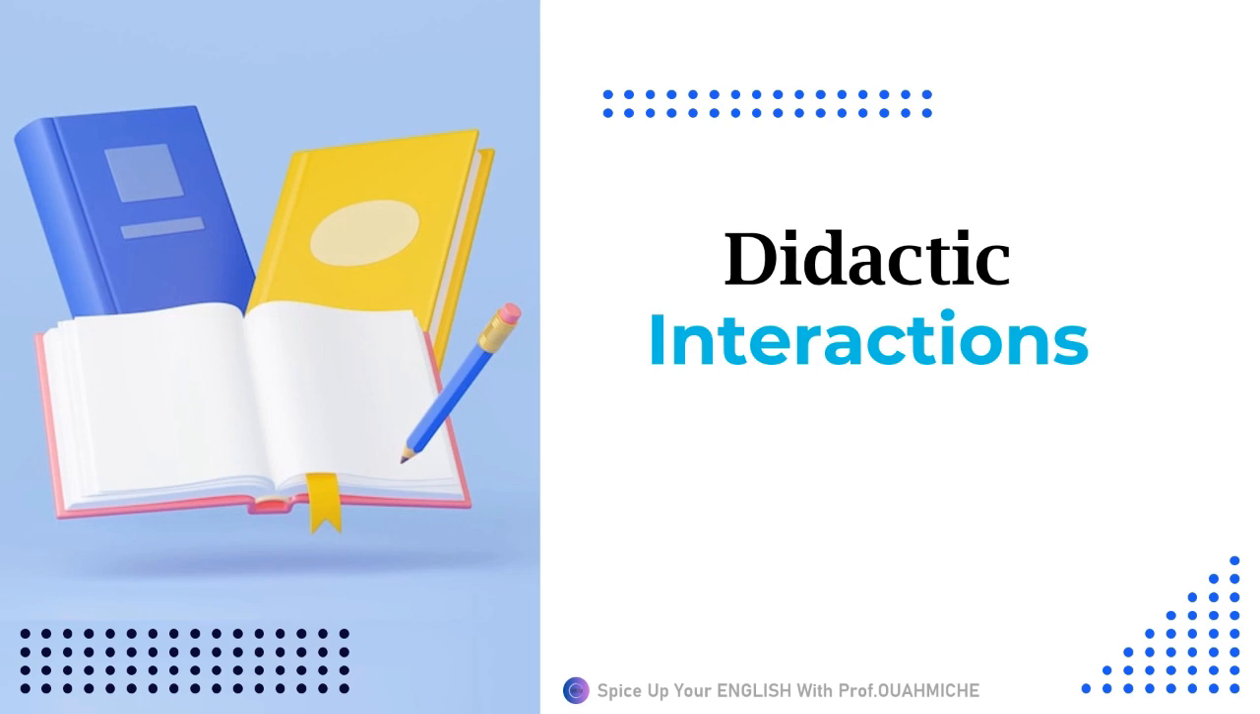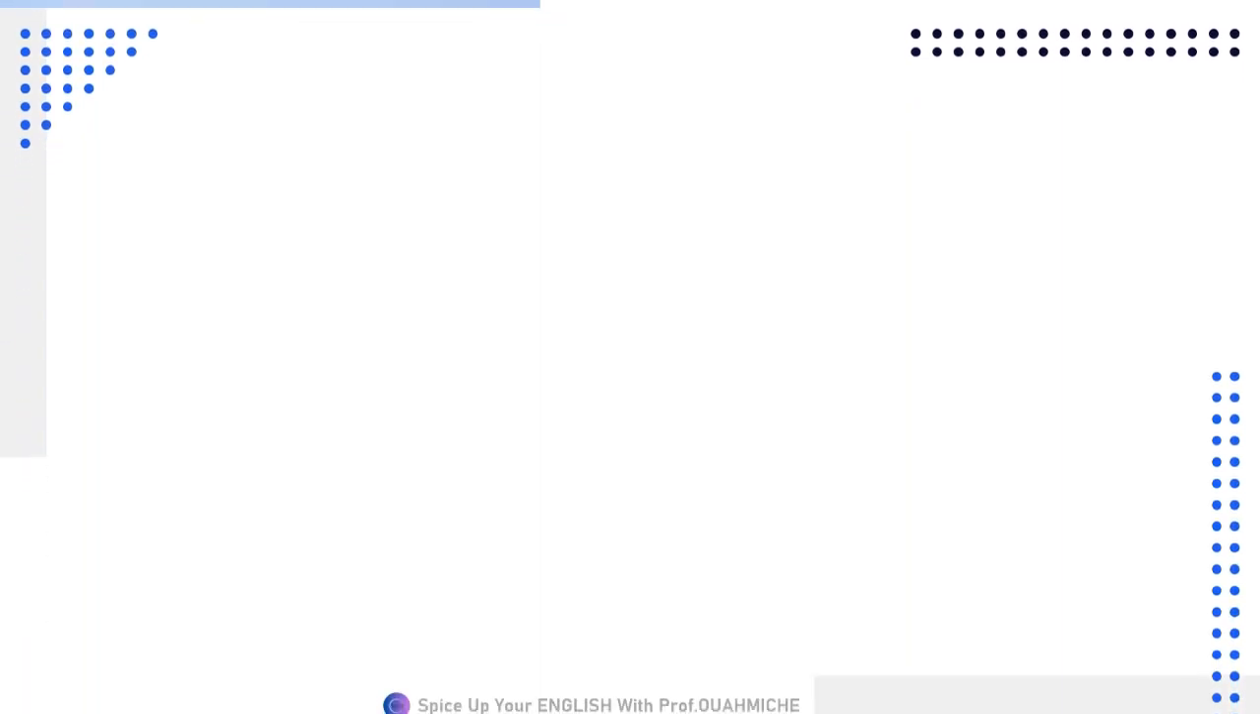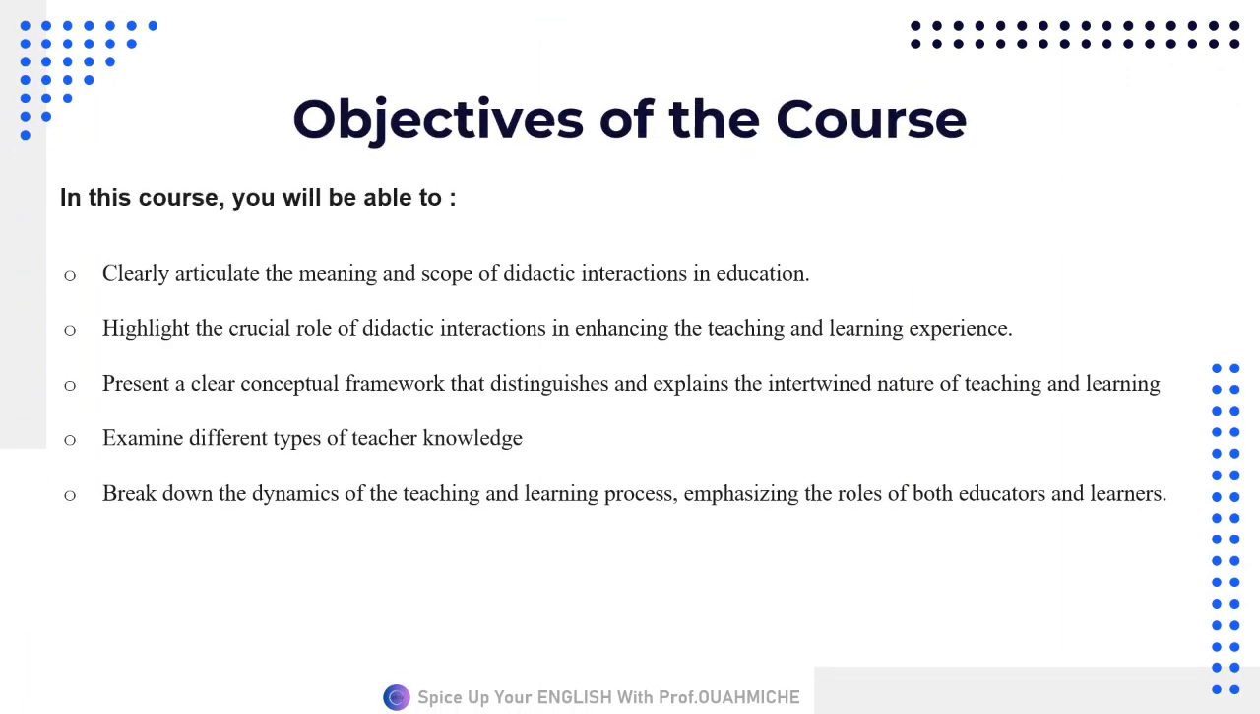This course is entitled Didactic Interactions. In this course, you'll be able to clearly articulate the meaning and scope of didactic interactions in education, to highlight the crucial role of didactic interactions in enhancing the teaching and learning experience, to present a clear conceptual framework that distinguishes and explains the intertwined nature of teaching and learning, to examine different types of teacher knowledge, and to break down the dynamics of the teaching and learning process, emphasizing the roles of both educators and learners.